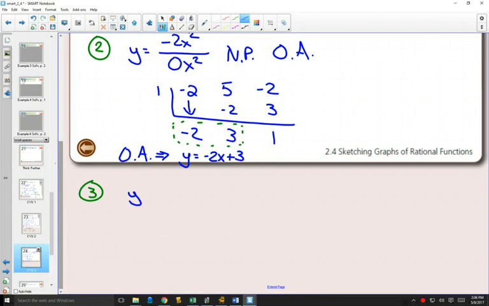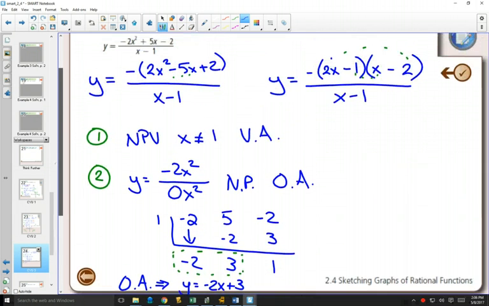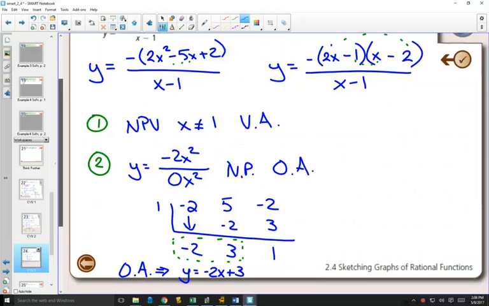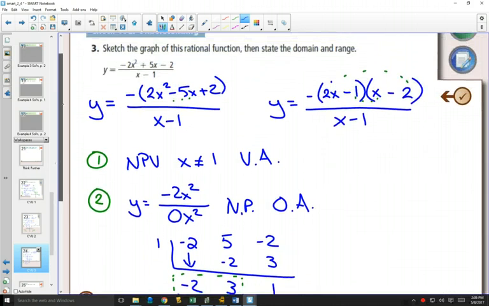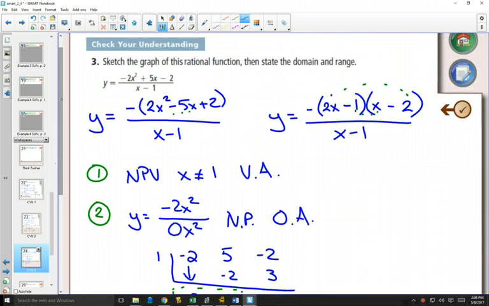Step 3, our intercepts. Our y-intercept, if you plug in 0 for x, you're going to get negative 2 over negative 1. y equals 2. Our x-intercept, again, when you plug 0 in for y, you want to find out where your numerator is equal to 0. That's easiest to check right here when our numerator has been factored. Can you see that our x-intercepts are going to be x equals 2 and x equals 1/2?